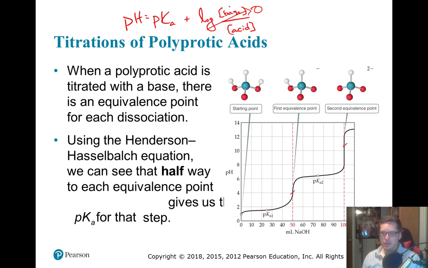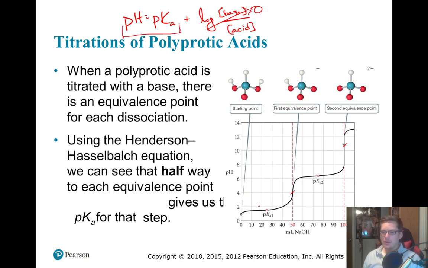If they're in the same solution, that means their volumes are the same, so really we're looking for whether their moles are the same. If the moles of the base and the moles of the acid are the same, we get the log of 1, and the log of 1 is equal to 0. So the pH is equal to pKa.